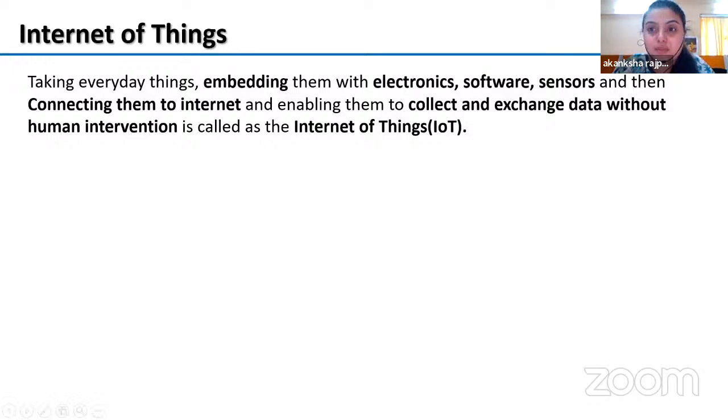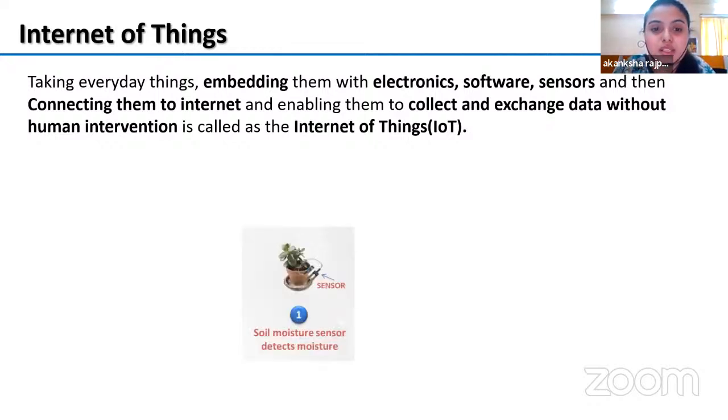If I'm talking about things or different kinds of devices, the technical definition regarding IoT that we have is taking everyday things. Let's just suppose that we have different kinds of electronic devices. We have sensors, we have some software. So basically embedding the electronic devices with some software and sensors, and then connecting them to the internet, and enabling them to collect or exchange data without human interaction. It is called the Internet of Things.